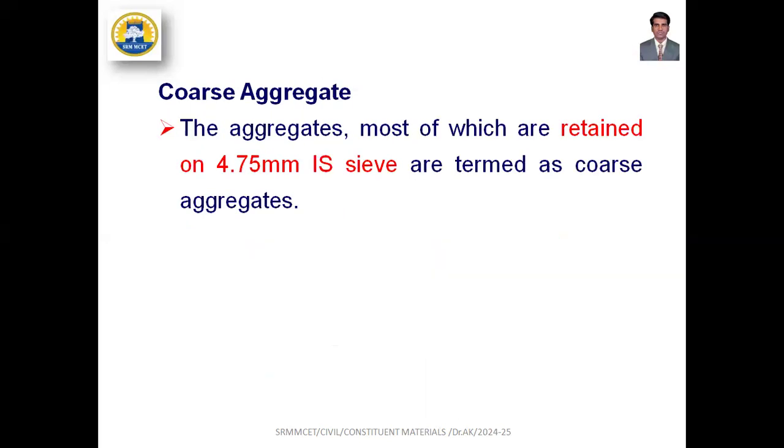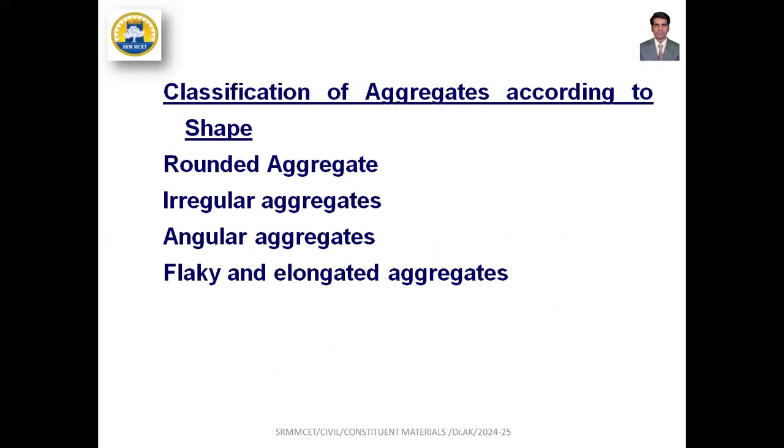Coarse aggregate: whatever material is retained on the 4.75 mm IS sieve will be called coarse aggregate. And the next topic is classification of aggregate based on shape. Based on the shape, aggregates are classified into rounded aggregate, irregular aggregate, angular aggregate, flaky aggregate, and elongated aggregate.